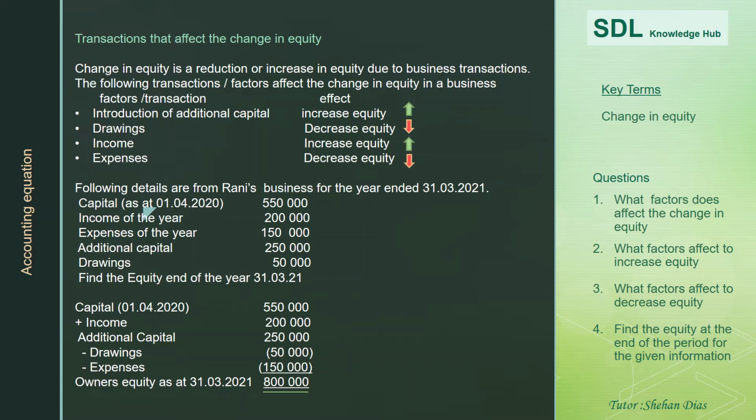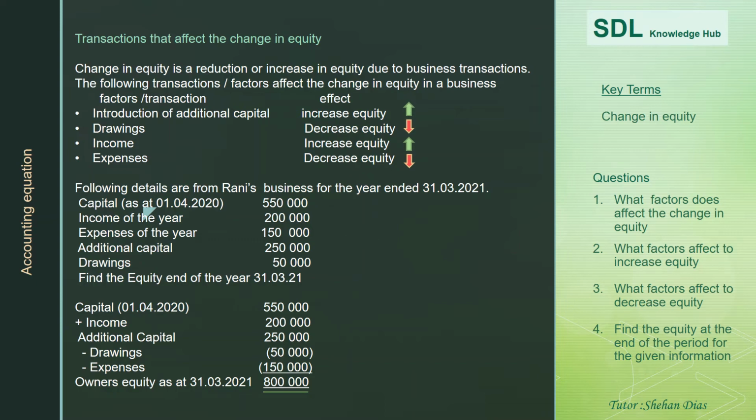Now you have been given the following details and you have been asked to find the equity at the end of the period. Opening capital is 550,000, income for the year is 200,000, expense for the year is 150,000. Then there has been an infusion of additional capital of 250,000 and drawings made by the owner of 50,000. So we need to find the equity at the end of the period.